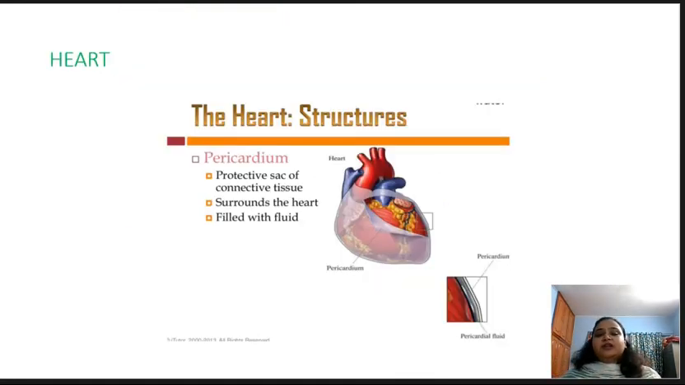Now let's talk about the last and the main engine of the circulatory system, that is the heart. The heart is a dark red conical structure located in the middle of the chest towards the left side. Its outer double membrane is known as the pericardium.